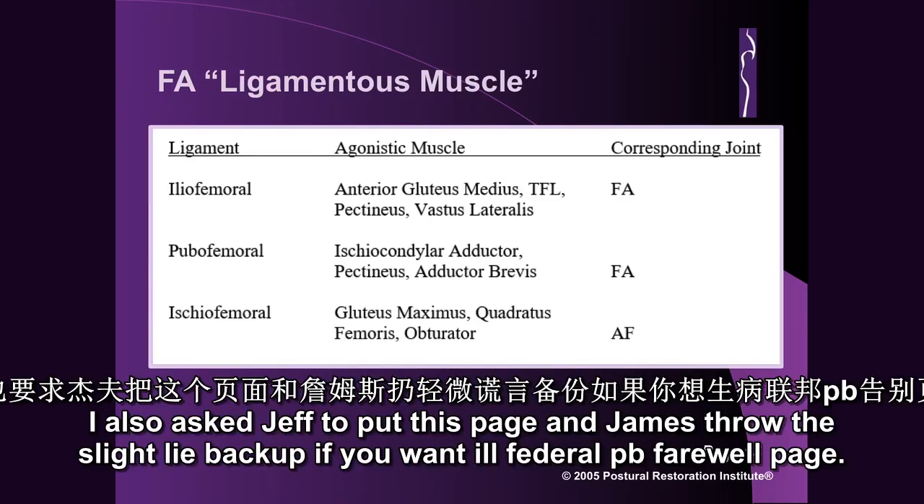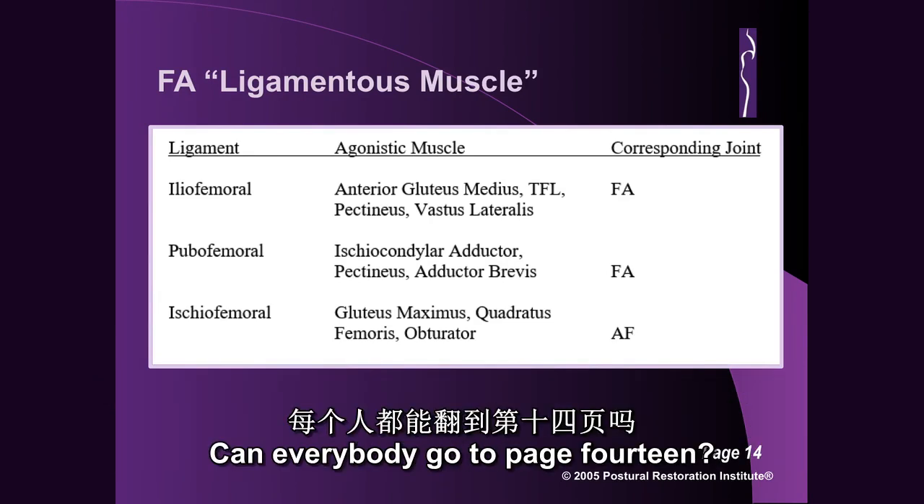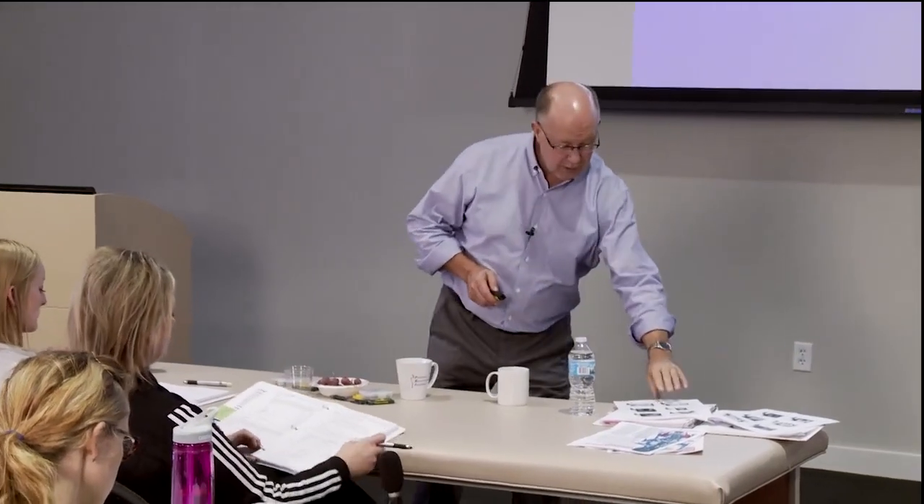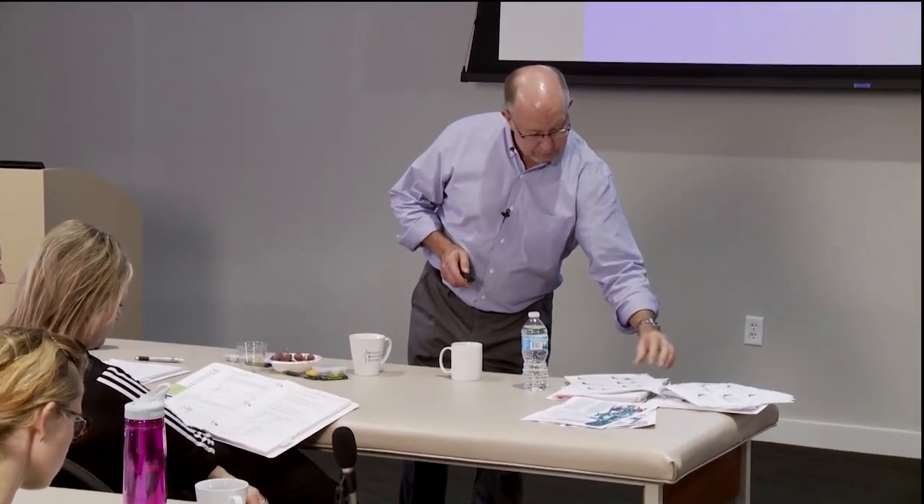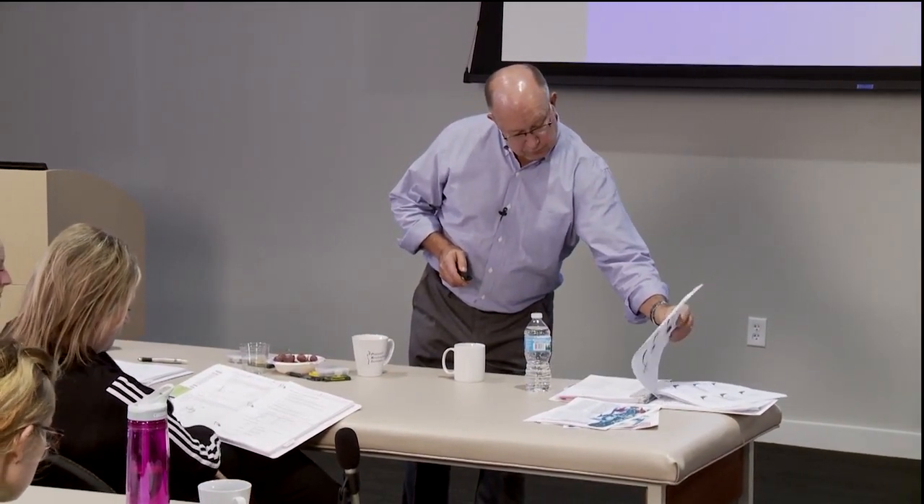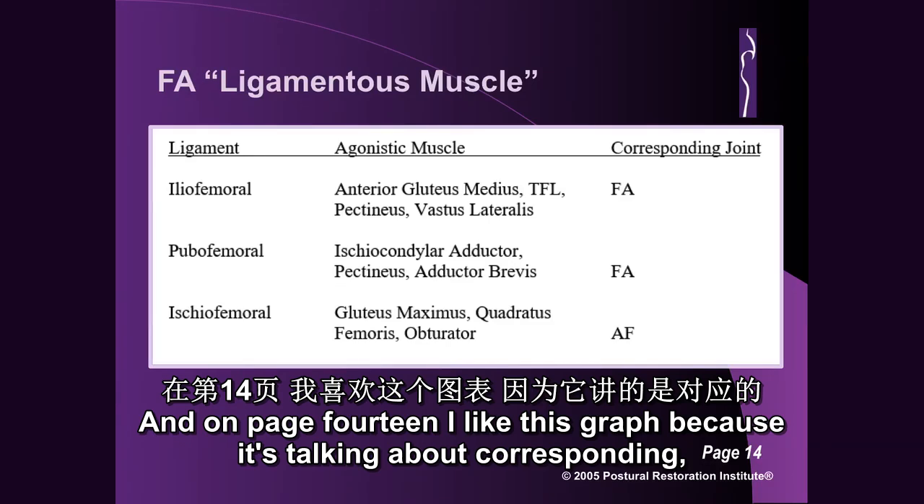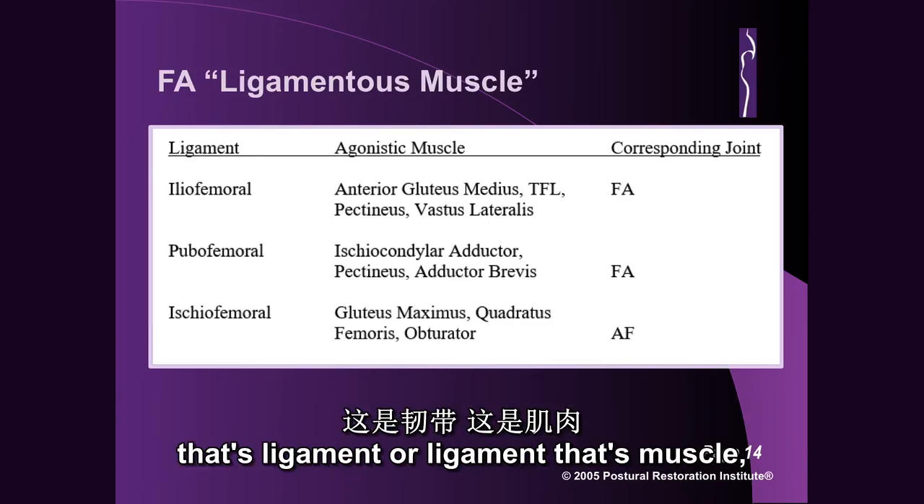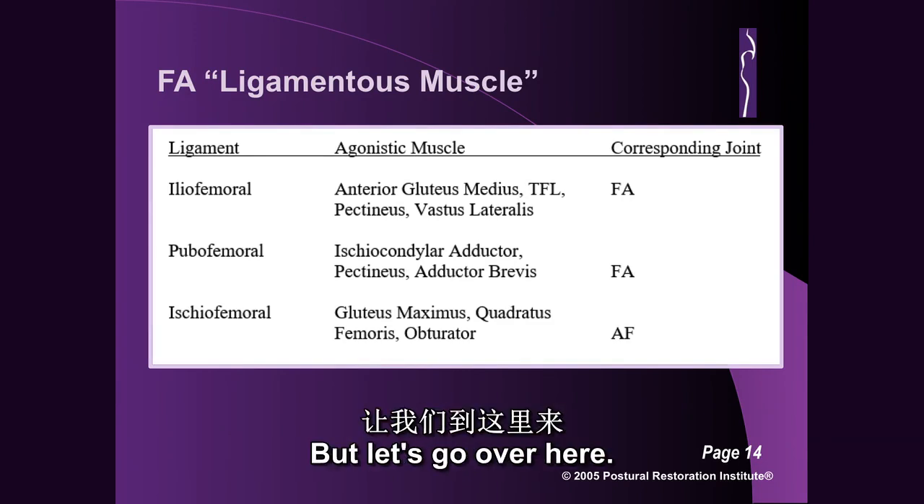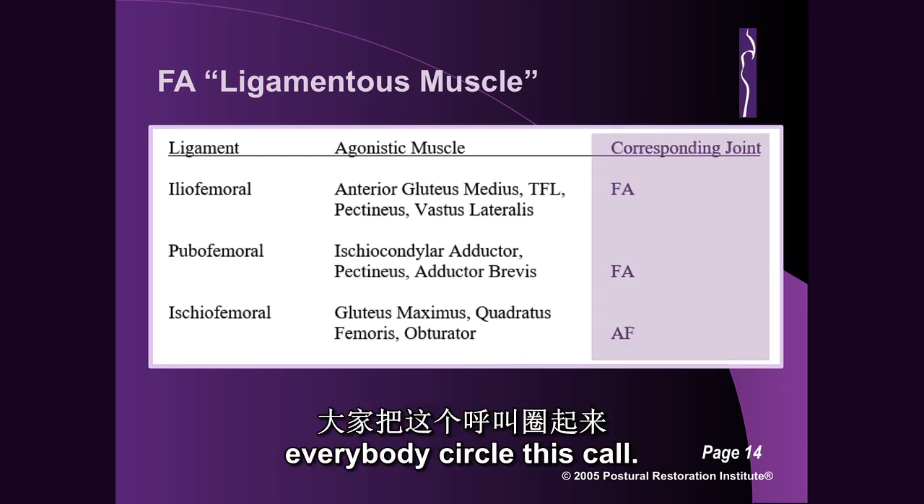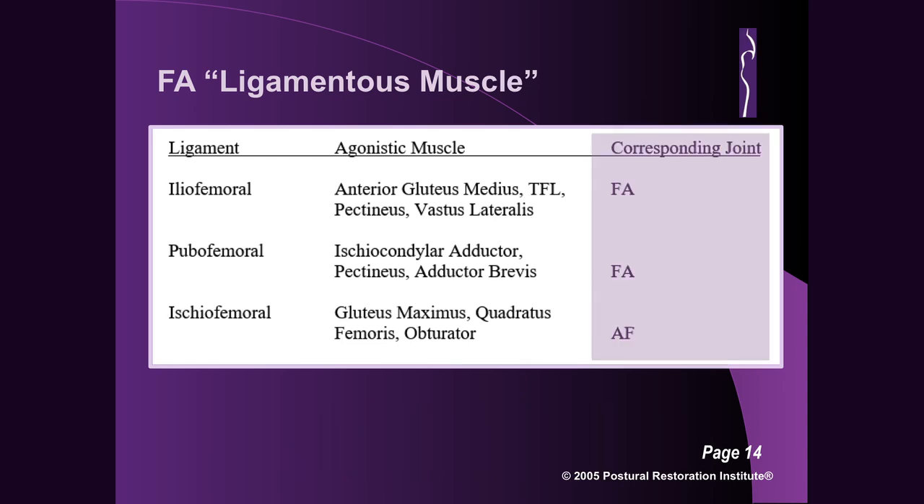I also asked Jen to put this page in. Jen, you can throw the light back up if you want. Iliofemoral, pubifemoral, page 14. Can everybody go to page 14? And on page 14, I like this graph because it's talking about corresponding not just muscle that's ligament or ligament that's muscle, which it does a nice job of, but let's go over here. Circle this column, everybody.